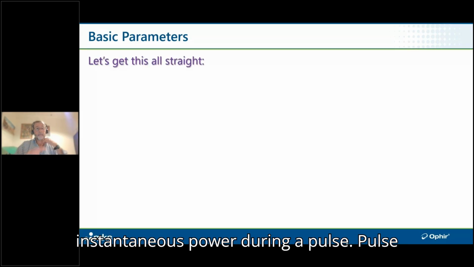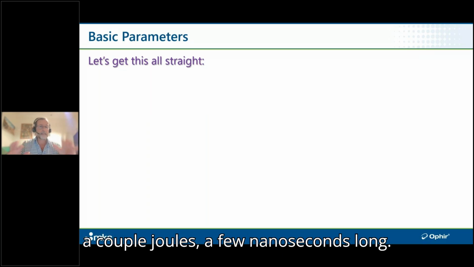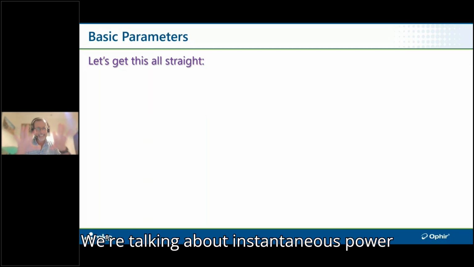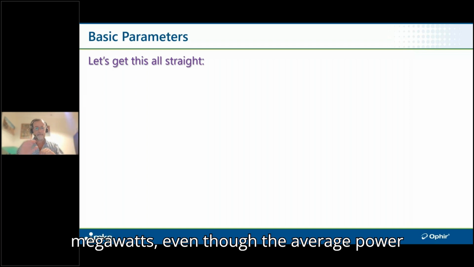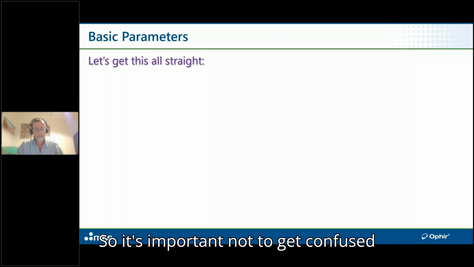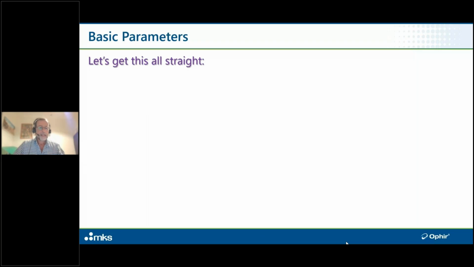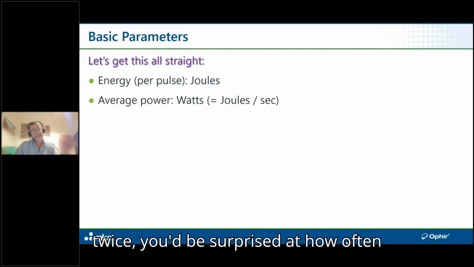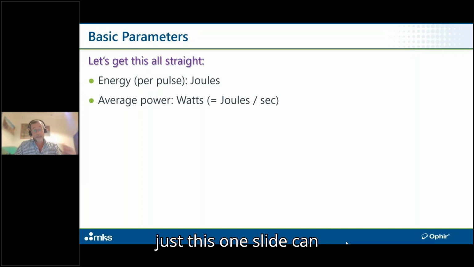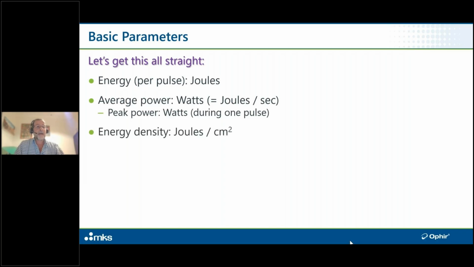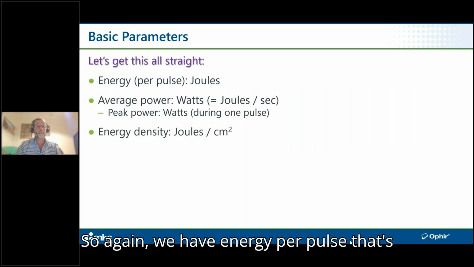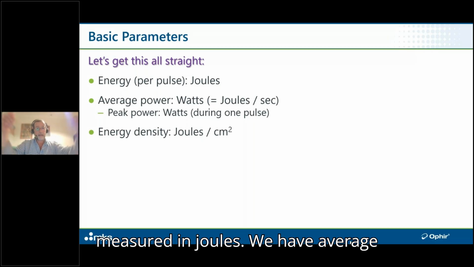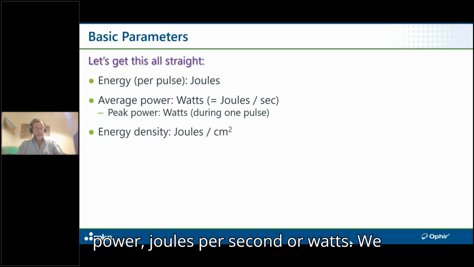So let's just put all this together. And as I said already, I think at least twice, you'd be surprised at how often just this one slide can help a great deal in getting a good handle on what's going on. So again, we have energy per pulse that's measured in joules. We have average power, joules per second or watts. We also have peak power, instantaneous power, which is also joules per second, but instantaneous, not the same thing. We also have energy density, joules per square centimeter or per unit area incident on the surface that I'm interested in.